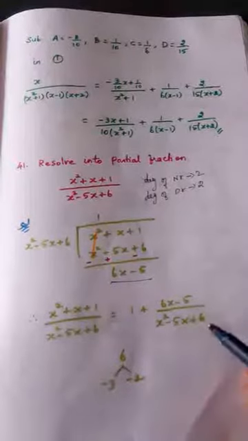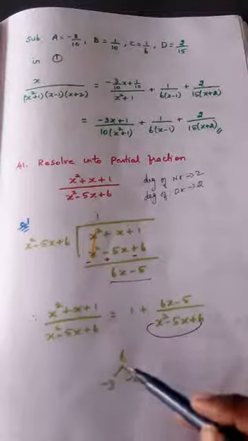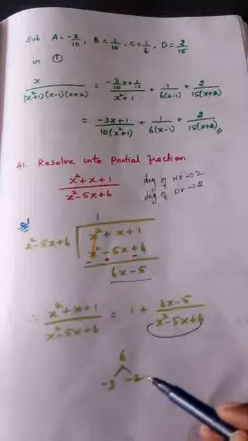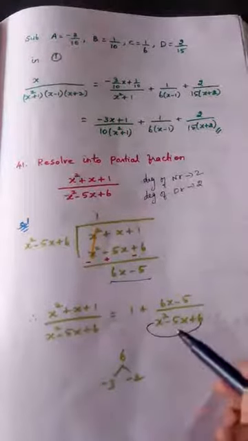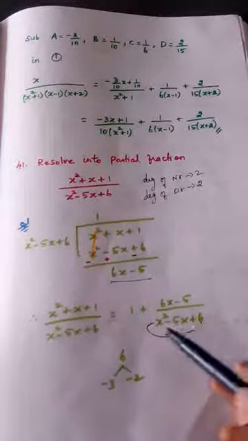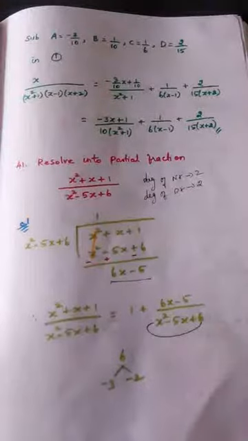Now I am going to factorize this denominator. 6 into 1, 6. Can be split as minus 3 into minus 2, because multiplied you will get 6, and if you add you will get minus 5. So how to write this now? x minus 3 into x minus 2. That is the next step.